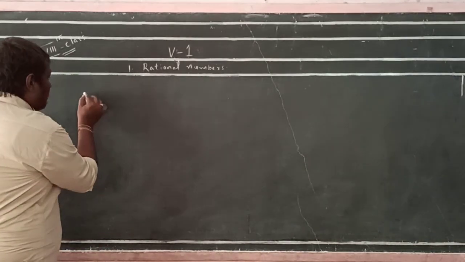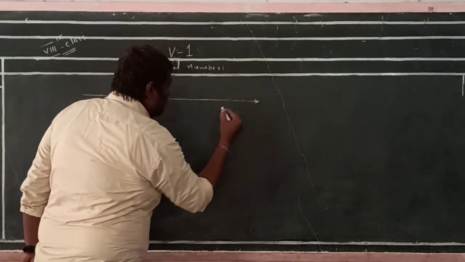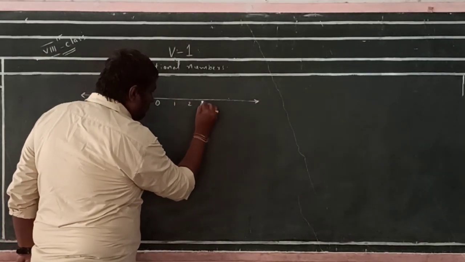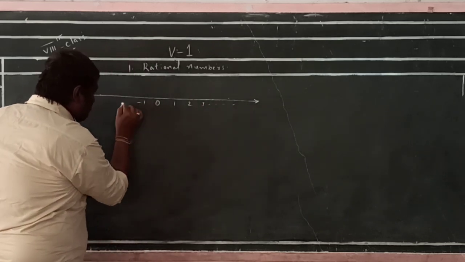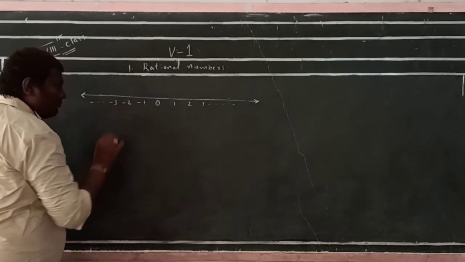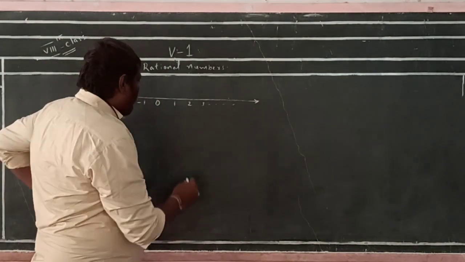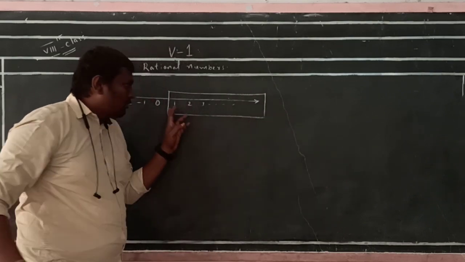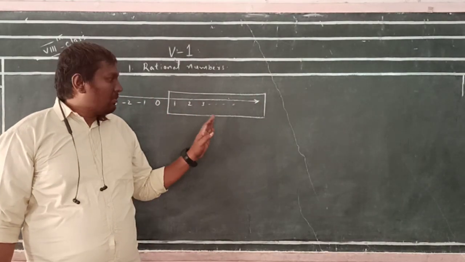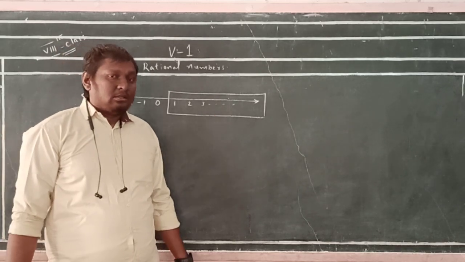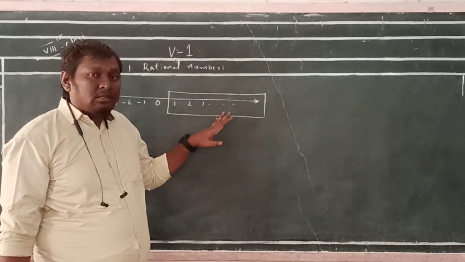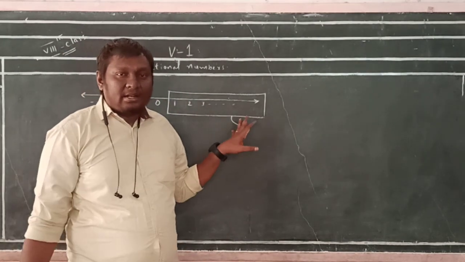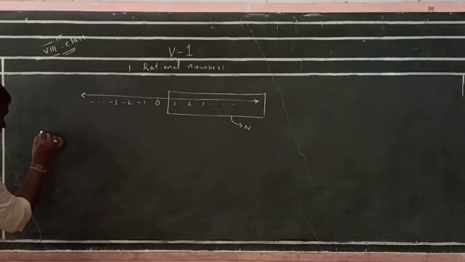Okay, let us consider the number line. This is the number line. Here 1, 2, 3, and so on. These numbers are counting numbers. The counting numbers are called natural numbers. Natural numbers are denoted by N. Okay, natural numbers.